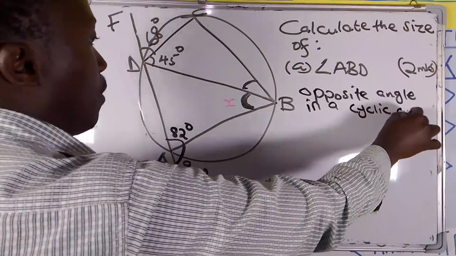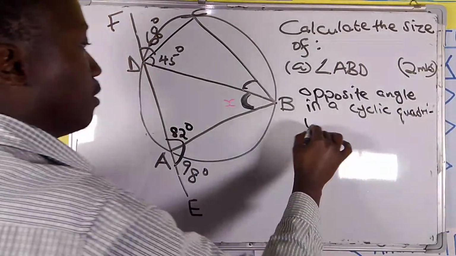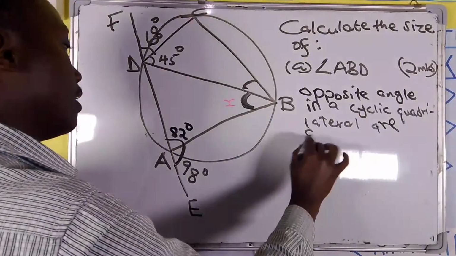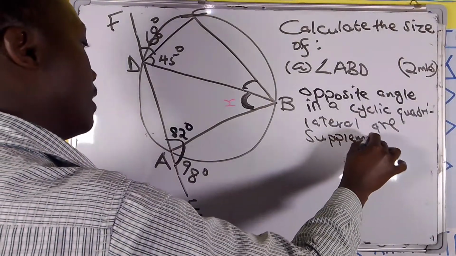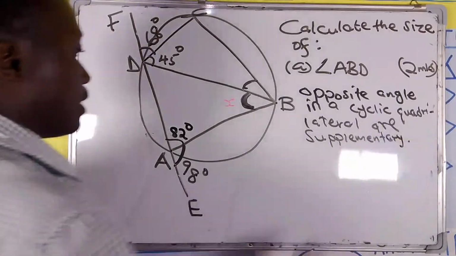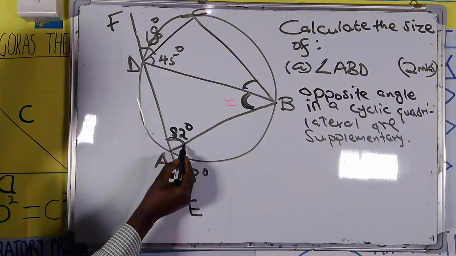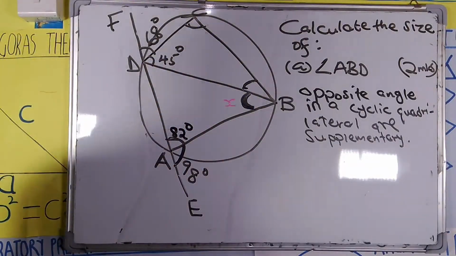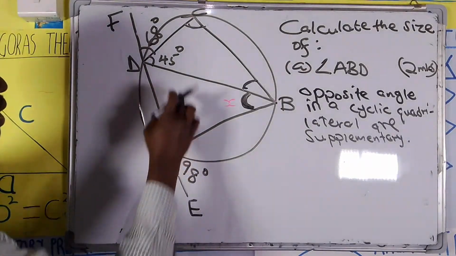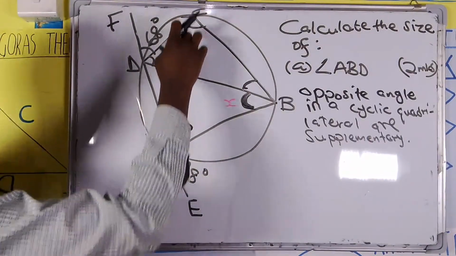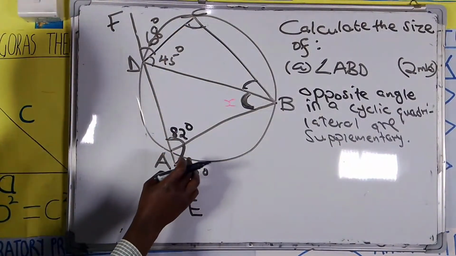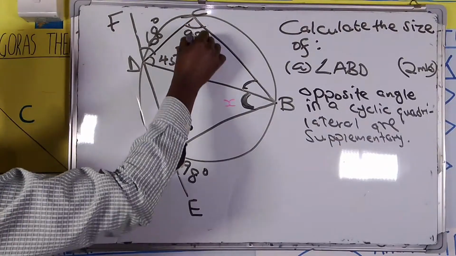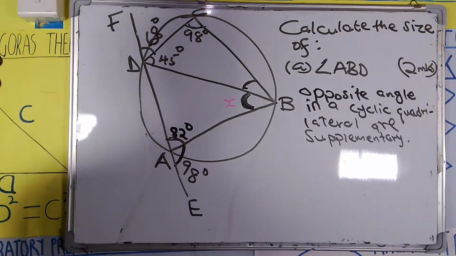Opposite angles of a cyclic quadrilateral are supplementary. What does that mean? Remember ABCD is a cyclic quadrilateral. So if this angle here is 82 degrees, this angle here is going to be 180 minus 82, which is 98 degrees.